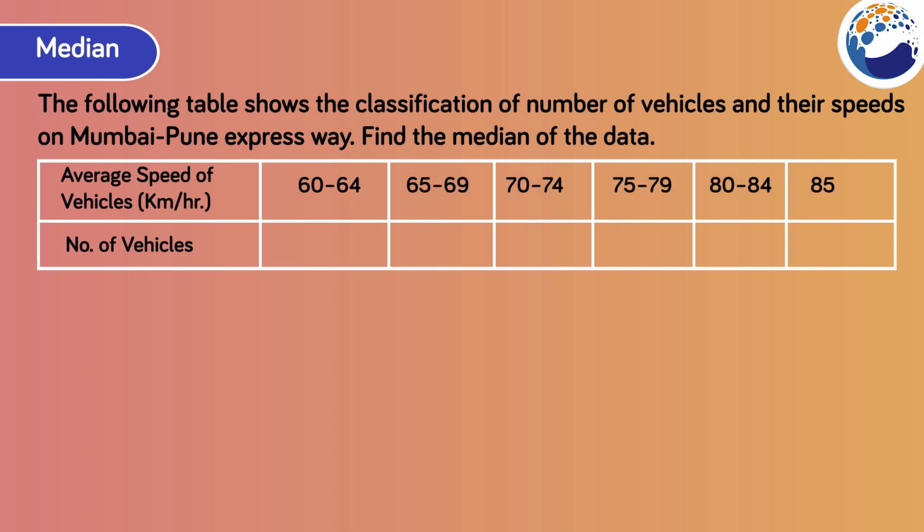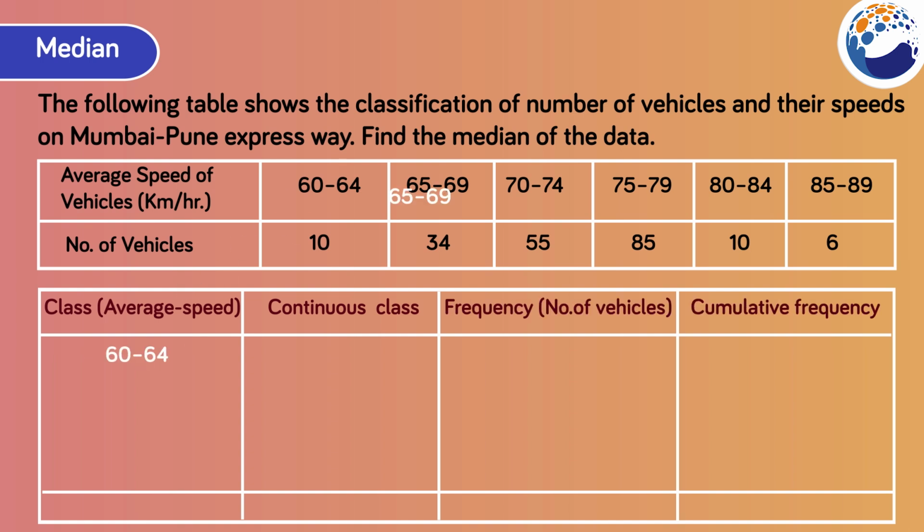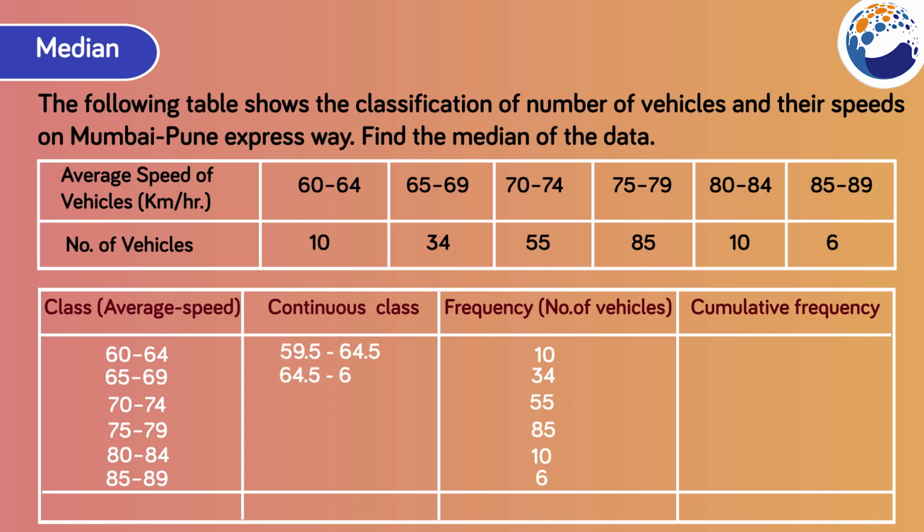Here, class is not continuous. Therefore, we need one extra column for continuous class. First, we write class and frequency. Next, we make the class continuous by subtracting 0.5 from lower limit of class and adding 0.5 in upper limit of class. Now we calculate column of cumulative frequency.